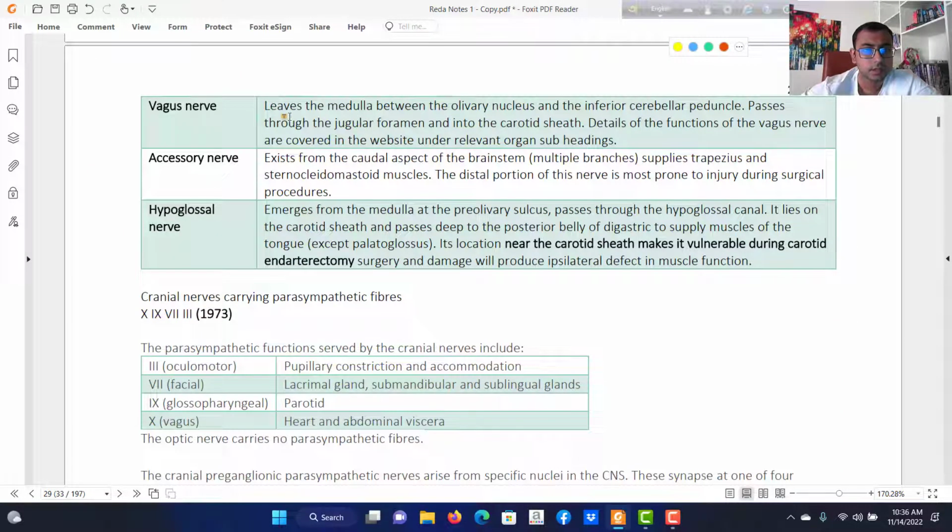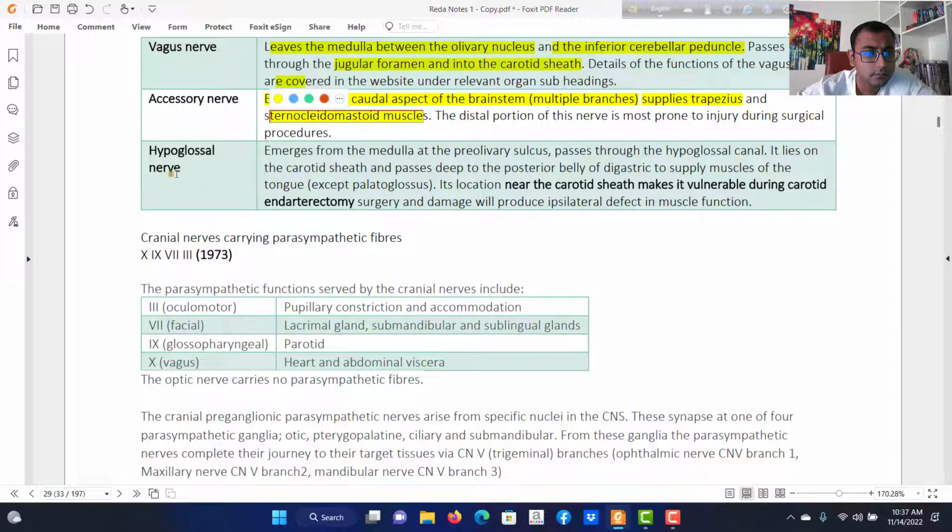Now the vagus. The vagus carries the largest parasympathetic fibers, arising from the medulla between the olivary nucleus and the inferior cerebellar peduncle. It passes through the jugular foramen into the carotid sheath. The detailed functions of the vagus nerve are covered on the website, so no need here. The accessory nerve arises from the caudal part of the brainstem and supplies the trapezius and the sternocleidomastoid; that is the spinal component of the accessory nerve. And the hypoglossal nerve can be damaged in endarterectomy surgery. Near the carotid it is vulnerable during carotid surgery, and it supplies the intrinsic muscles of the tongue, except palatoglossus.